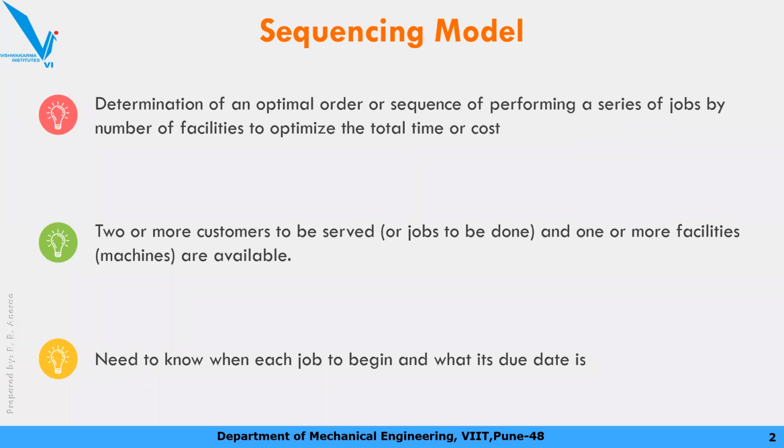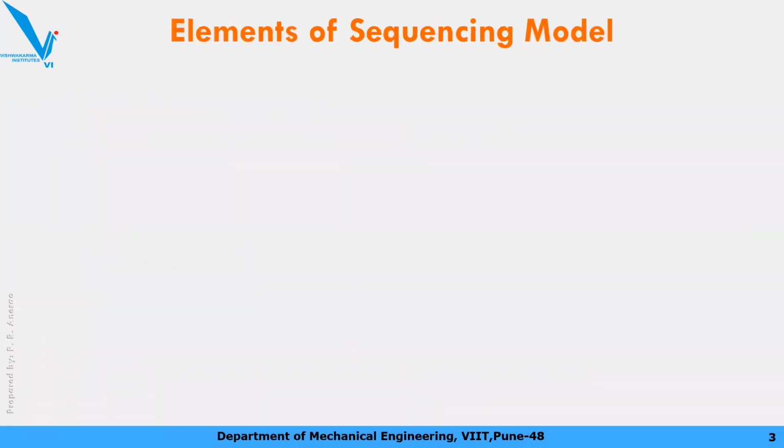Now this same sequencing model you can apply to other operations research problems also. Instead of just focusing on jobs and machines, you can change it to customers and servers or facilities. So how can you arrange the customers and the required facilities so that the sequence is optimum to get the minimum total time or minimum cost?